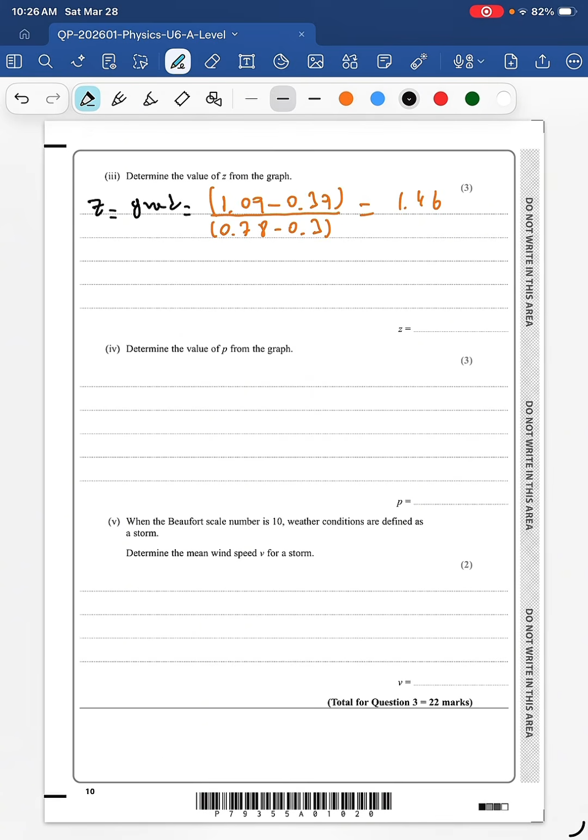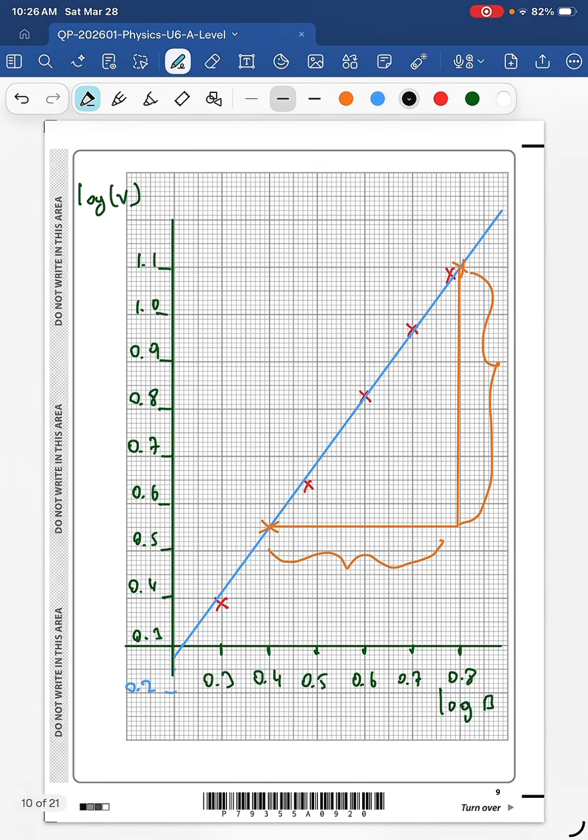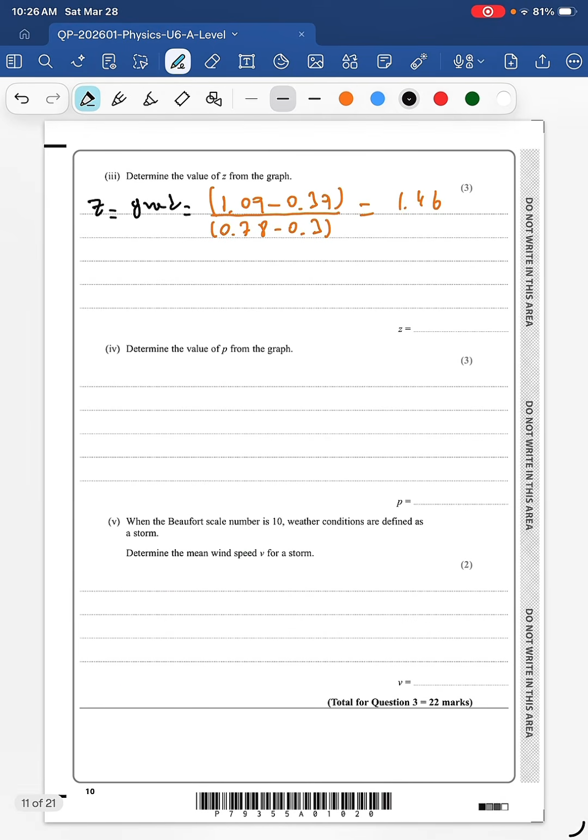Okay, let's move on to question 4. Determine the value of p from the graph. Now we are encountering the problem I was talking about earlier: when your graph does not start from 0, 0, it creates a mess with the y-intercept, so it's not safe to use the y-intercept. The way we'll do it is to recall that the equation governing the line is log v equals log p plus z log b.